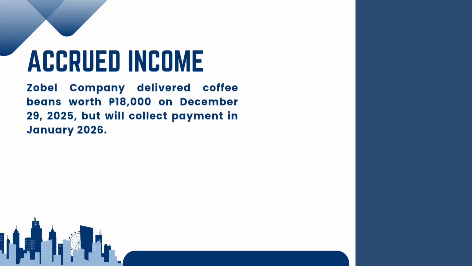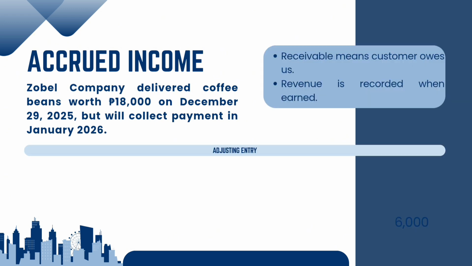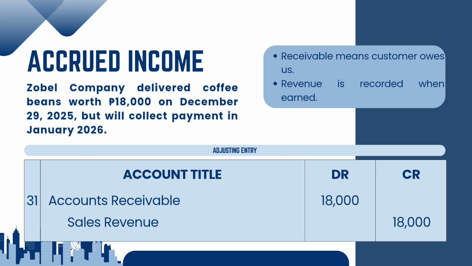So for our scenario, Zobel Company delivered coffee beans worth 18,000 pesos on December 29, 2025, but will collect the payment in January 2026. So our adjusting entry would be accounts receivable debit 18,000 pesos and sales revenue credit 18,000 pesos to record accrued sales of coffee beans.